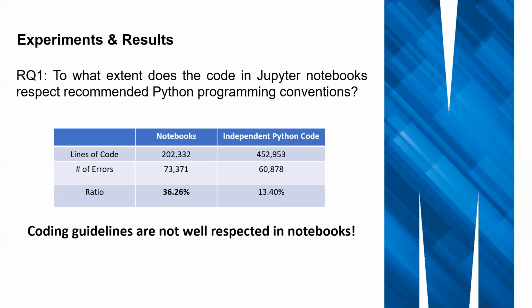For research question 1, we use the error ratio to measure the results, which is the number of error messages produced by the PEP 8 checker divided by the number of lines of code. As we can see from the table, the error ratio for notebooks and independent Python code is 36% and 13% respectively. This evidence shows that Python code presented in Jupyter notebooks is not well aligned with the recommended coding practices.